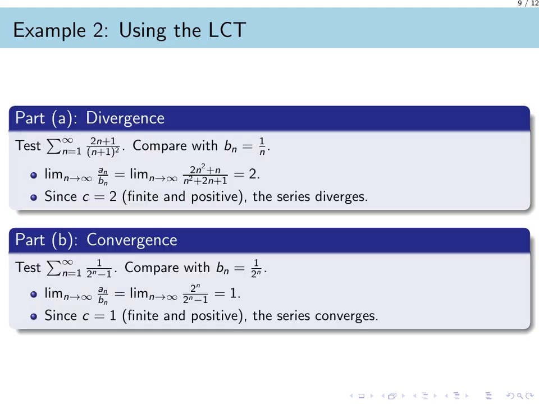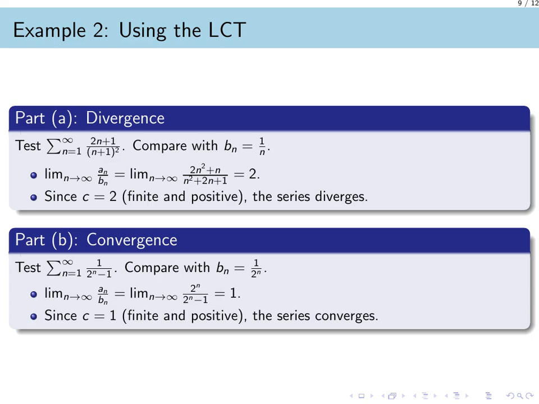Let us walk through two examples of the limit comparison test in action. Both examples use part 1 of the test, where we check if the limit of the ratio of terms is a finite, positive number, which tells us that both series either converge or diverge together.